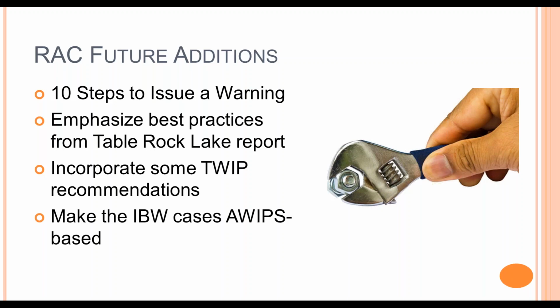And these happen to have come out at about the same time, but they are different things. One of the new factors that has come out is the best practices and findings from the Table Rock Lake incident report. There were some findings specific to issuing severe thunderstorm warnings for winds that we wanted to make sure we included, and we have included in our basic guidance.